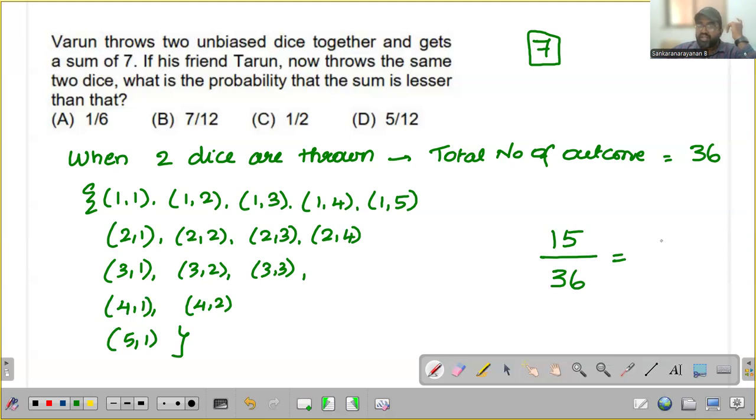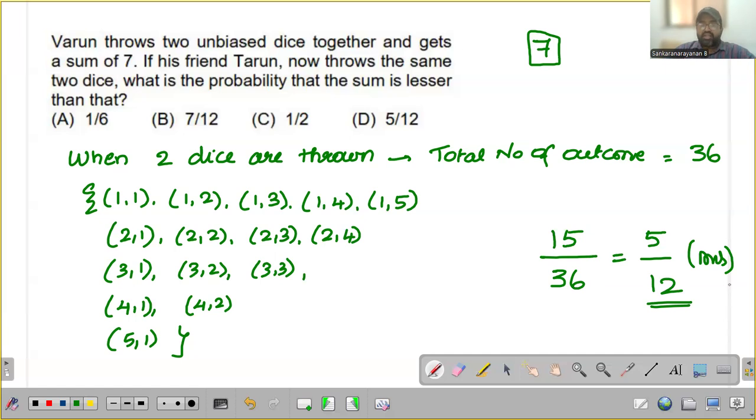So we can see that here, cancelling this with 3, it will become 5 upon 12. Got it? So this is the probability that the sum, what Tarun sees, is less than 7: 5 by 12. This is my final answer. Okay, so this brings conclusion to the 7th question in this lecture.